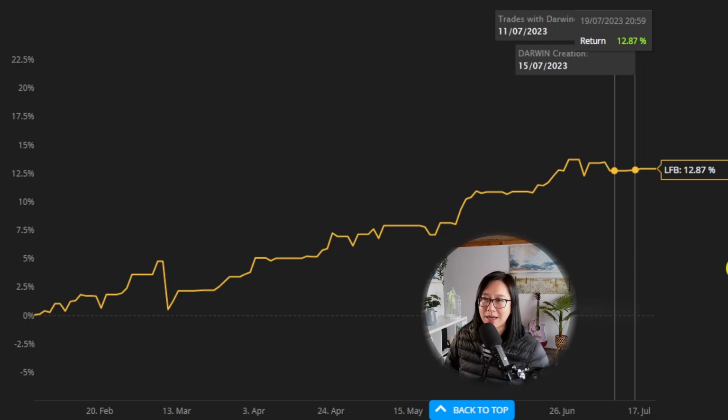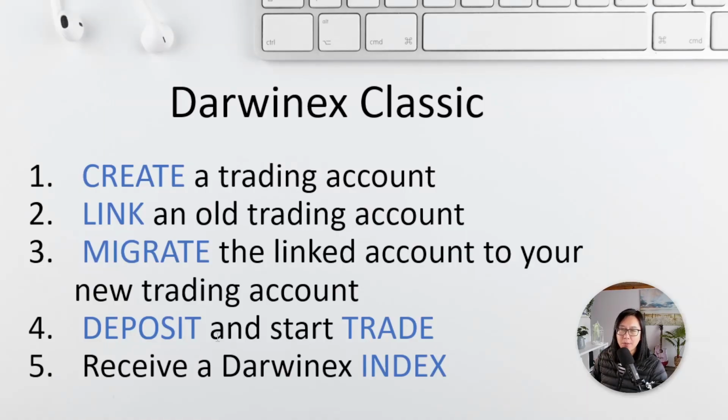I can start trading, which is step 4 in the process. You need to make a deposit of money into your trading account that was created in step 1 and use whatever process you have. If you're a manual trader or a robot trader, continue trading without any rules. Darwinex Classic has no minimum trading days and no maximum drawdown. You can use the statistics as a guide.